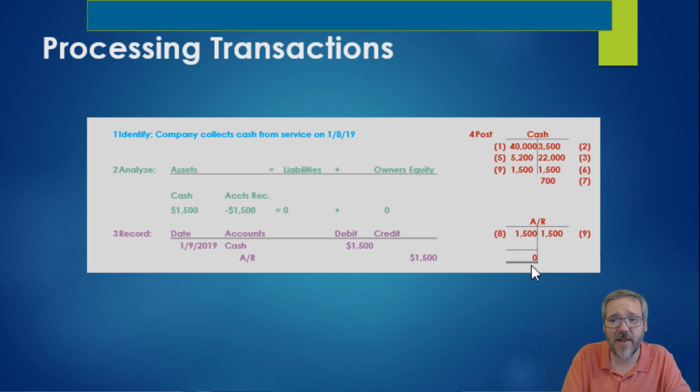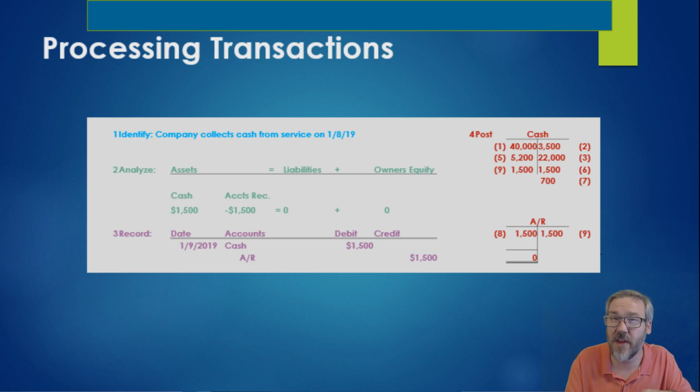But that zero balance, by the way, is going to be on the debit side because you will never have a credit balance in accounts receivable. The lowest accounts receivable can get is 0. And again, that 0 is going to be on the debit side. Basically, just get used to it. Accounts receivable has a debit balance. And that's another good point.